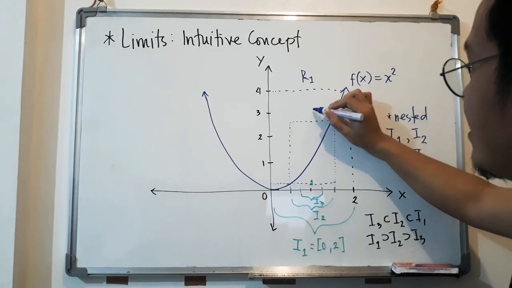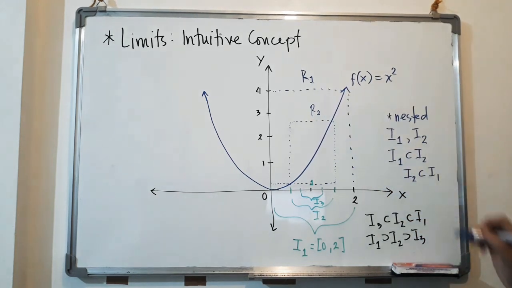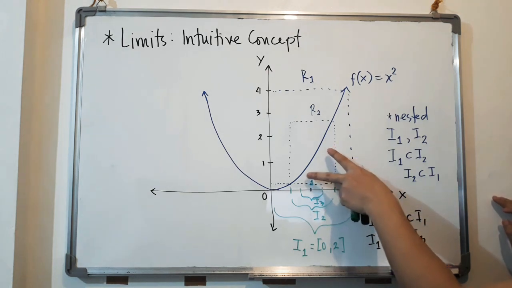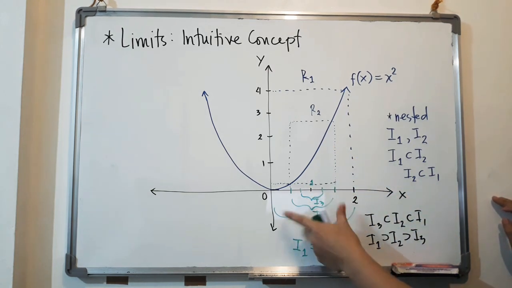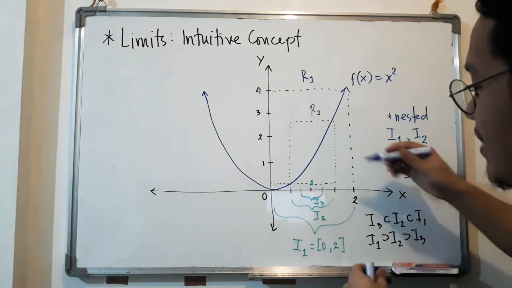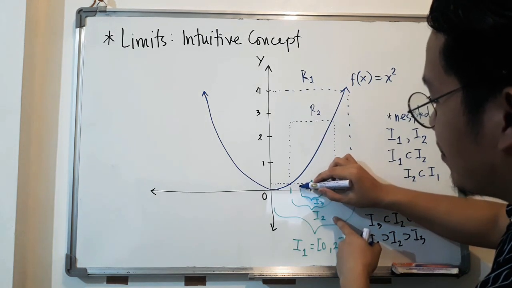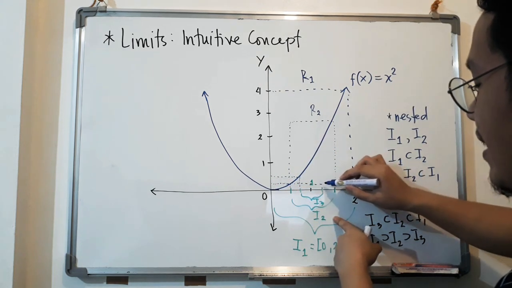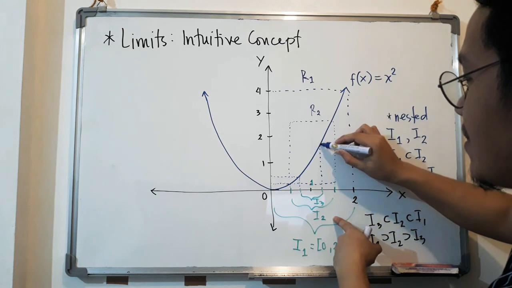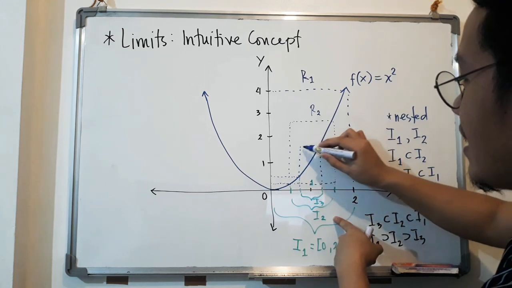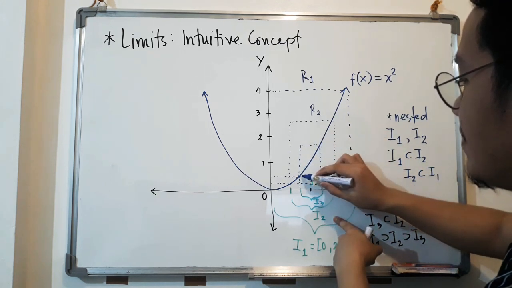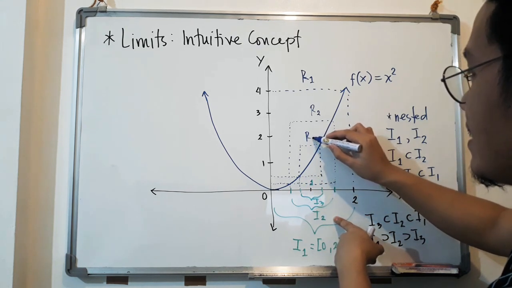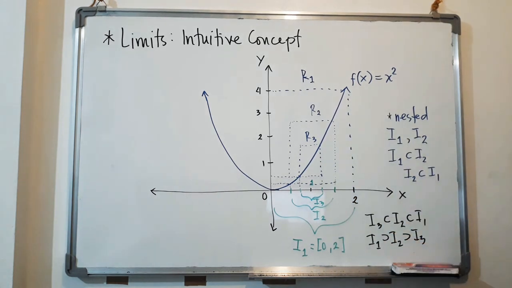Okay, so we label this as R sub 2 or region 2. So R sub 2 encloses the graph of the function at interval I sub 2. In the same manner, for interval I sub 3, the infimum corresponds to this f of x, and its supremum corresponds to this, so we can create a rectangle. So we label this as R sub 3.